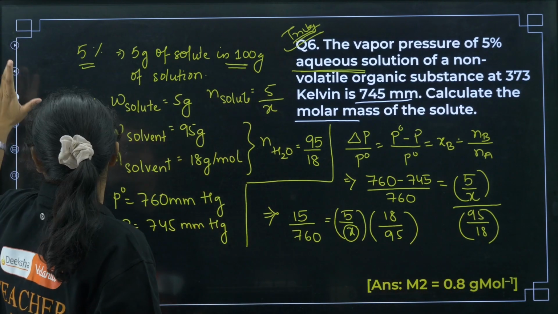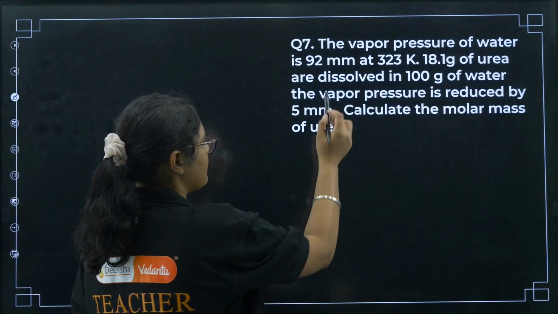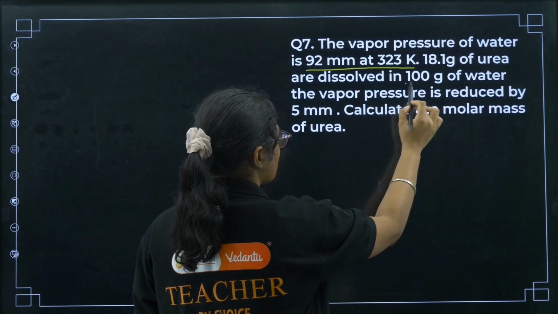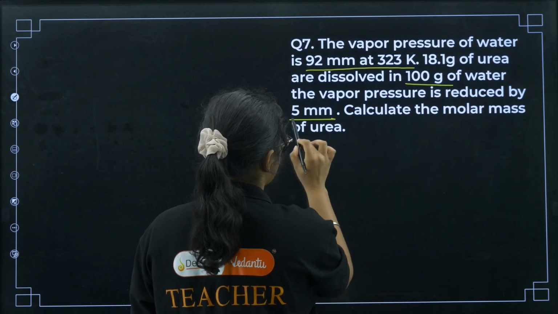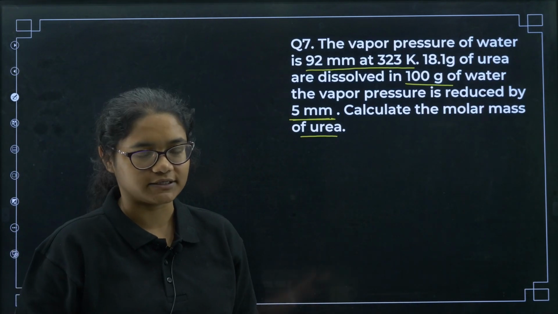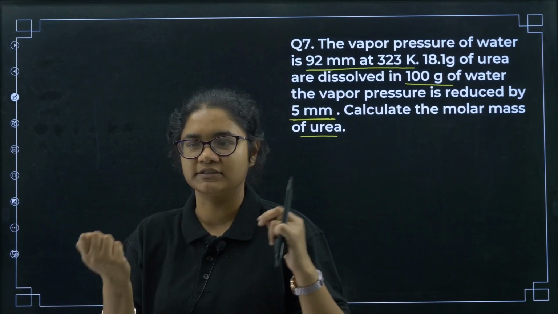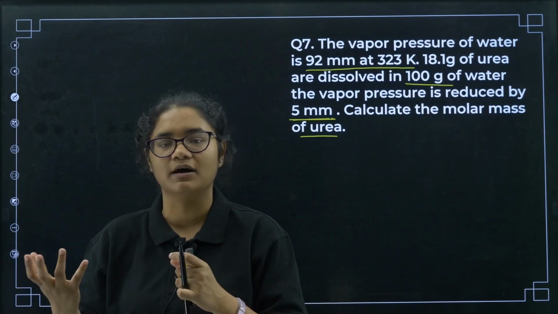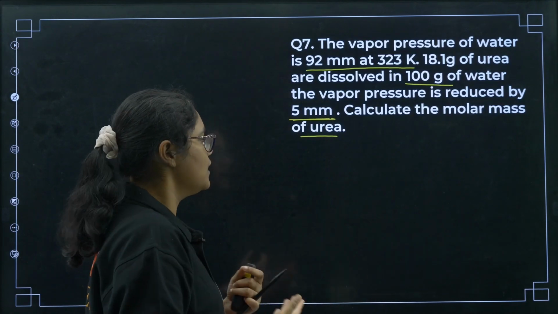Moving towards the next question, the vapor pressure of water is 92 mm at 323 Kelvin. 18.1 gram of urea is dissolved in 100 gram of water and the vapor pressure is reduced by 5 mm. Calculate the molar mass of the urea. Again very similar question. You have to use the same formula, but sometimes they are asking you molar mass, sometimes the given mass, sometimes the pressure. Based on that the question has been changed.